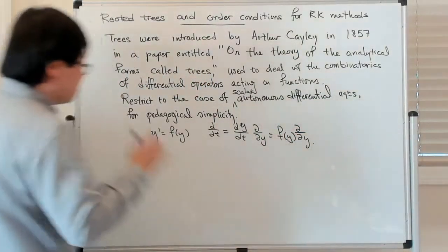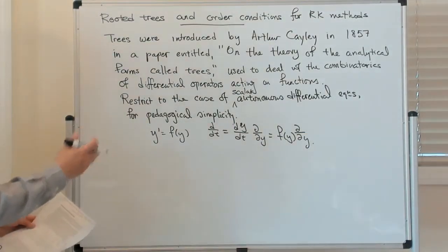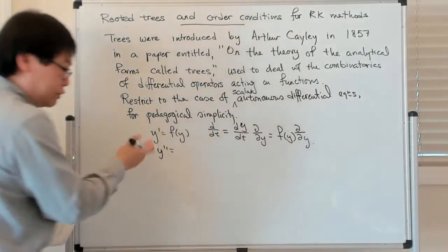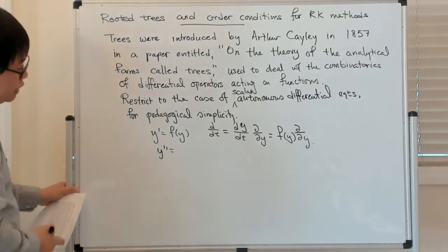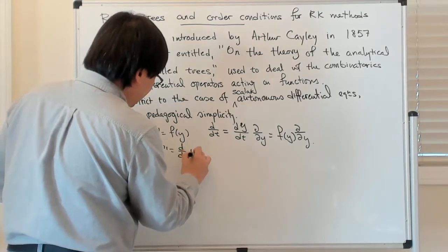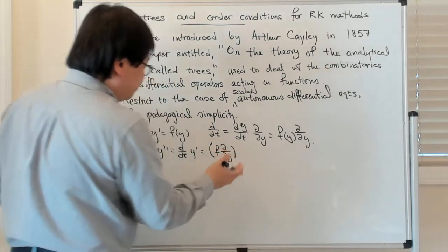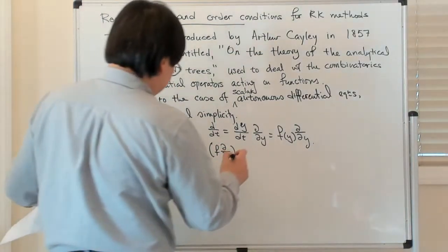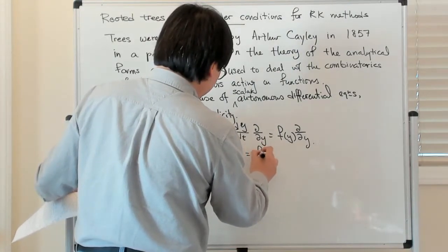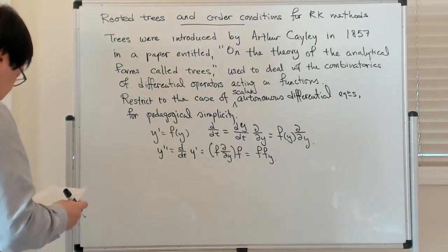Let's just recall the first few terms that show up when you take higher derivatives of the solution. You use this to construct the Taylor approximation of the flow map. So y double prime is of course d/dt of y prime, which is f ∂/∂y, suppressing the dependence on y here, acting on f. So this is f1. That's the first term.